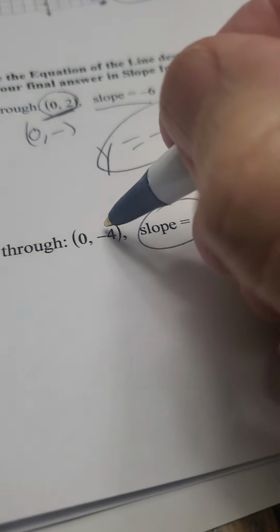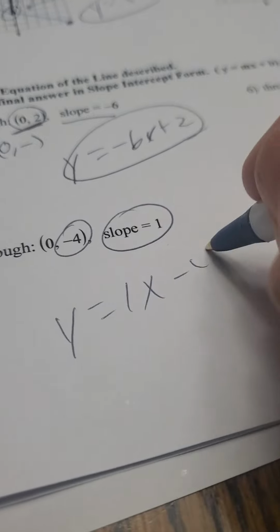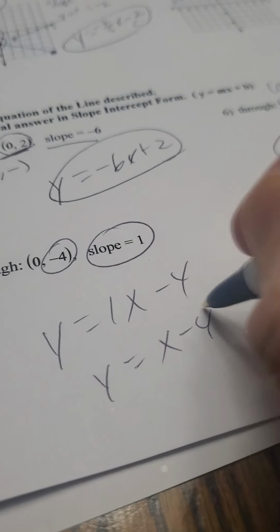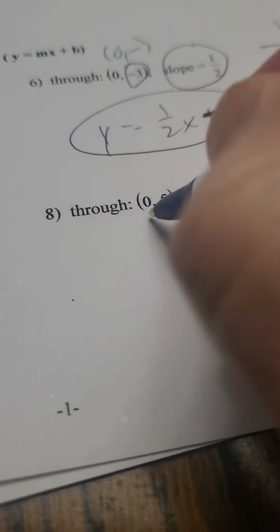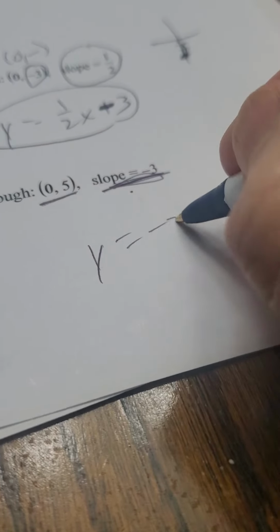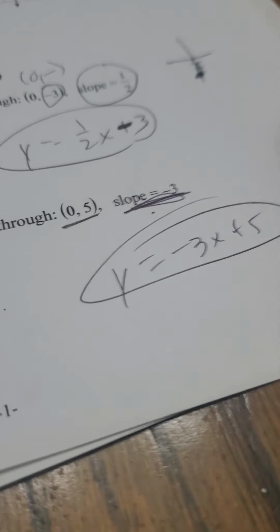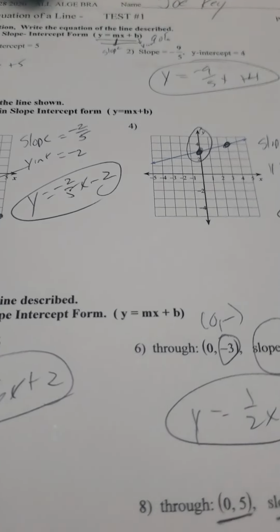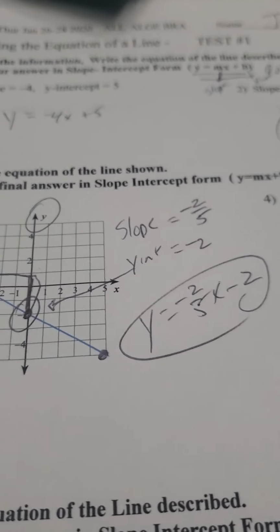Slope of 1, y-intercept of -4. So it's 1x minus 4, or just y equals x minus 4. There's the slope. There's the y-intercept. So it's -3x plus 5. The first 8 questions were that easy.